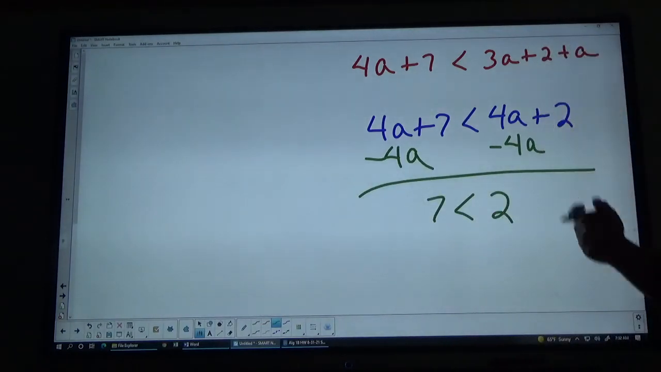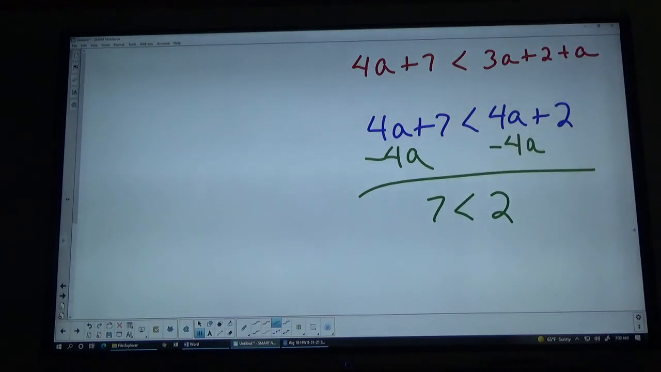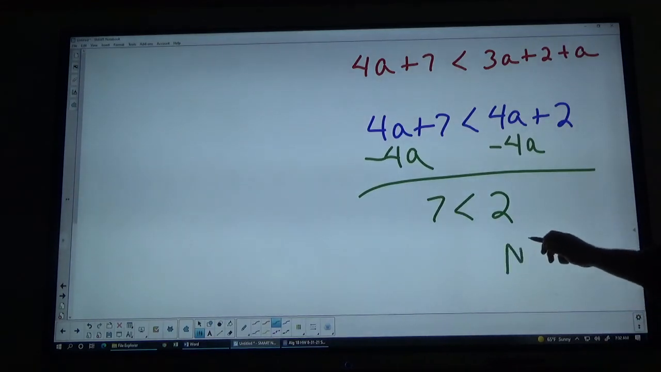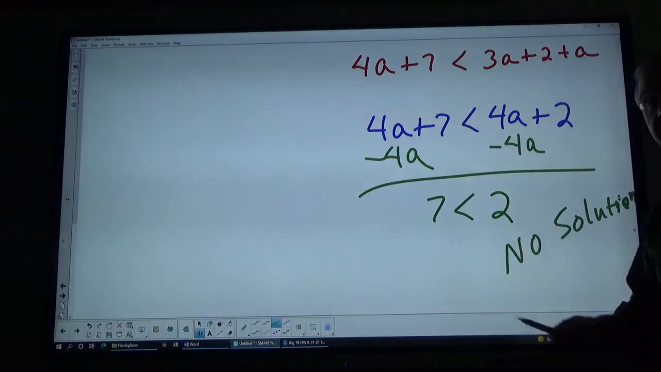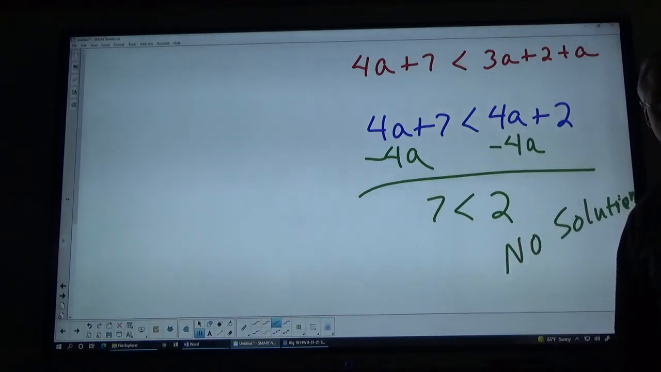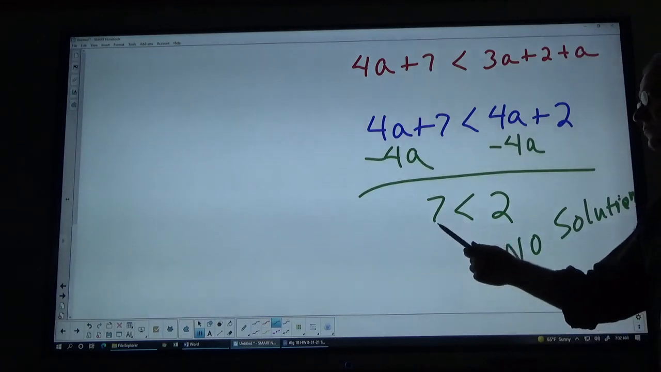A's are gone completely. Well, if 7 is less than 2, that's not a true statement. So this is no solution. Ran out of room there. No solution. If this were a true statement, it's infinite solutions. And a true statement would be 2 is less than 7.